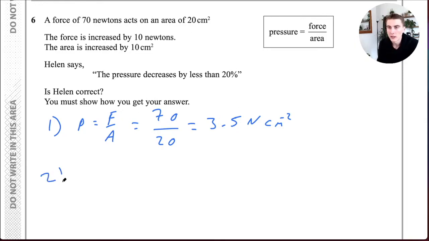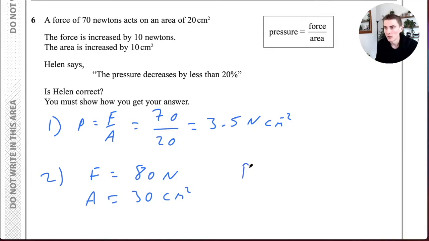And then in the new scenario, if our force has been increased by 10 newtons, it won't be 70 anymore, it'll be 70 add 10, so 80 newtons. So force, or F, is 80 newtons. And our area is increased by 10. So it wouldn't be 20 centimeters squared, it'd be 30. Yeah, 20 add 10, so we've got 30.